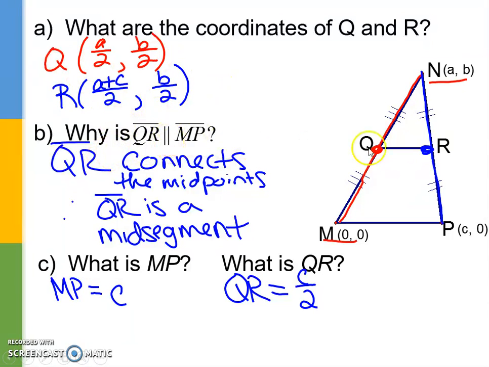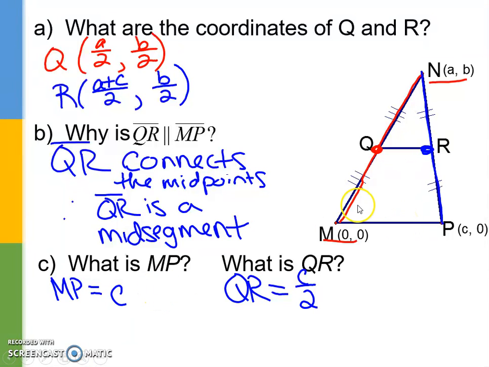So why is QR parallel to MP? QR connects the midpoints. You see this marking? This is the midpoint, this midpoint. So if they connect by 2 midpoints on the left and the right, you see the red and the blue, then QR is a midsegment. That means this line and this line, these 2 segments are parallel to each other.